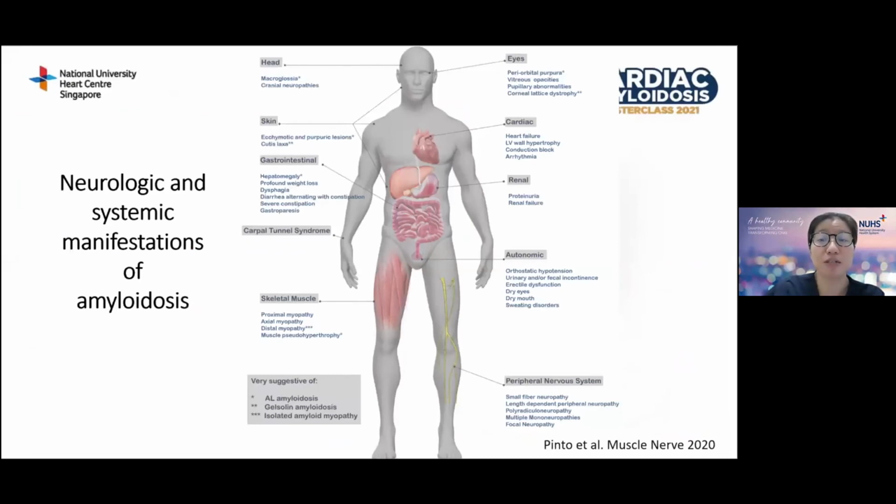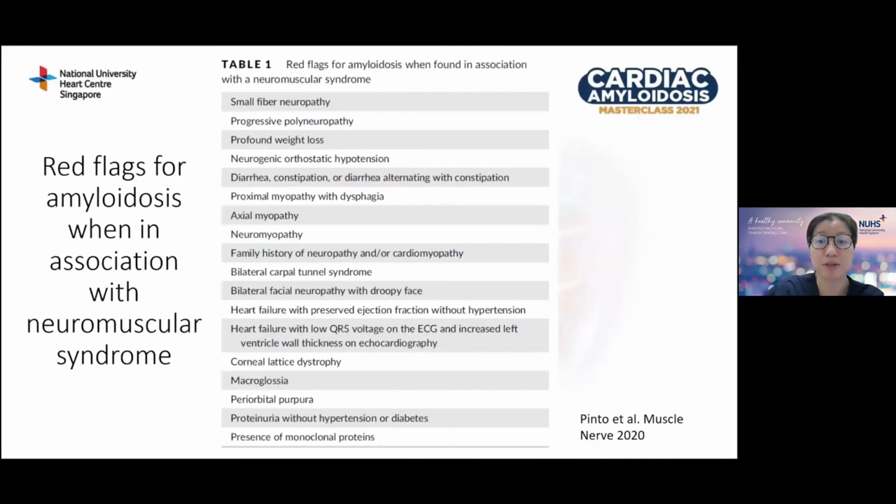This diagram illustrates that similar multiple organ systems are commonly affected in the different types of amyloidosis, but there may be certain features that distinguish some types more than others. For example, all of them may have gastrointestinal, cardiac, or autonomic involvement or carpal tunnel. However, periorbital purpura and macroglossia may be seen in AL amyloidosis, while cutis laxa may be seen more in gelsolin amyloidosis. And I end off by referring you to a table showing the clinical red flags to clue you into a possible diagnosis of amyloidosis when the patient presents with a neuromuscular syndrome.